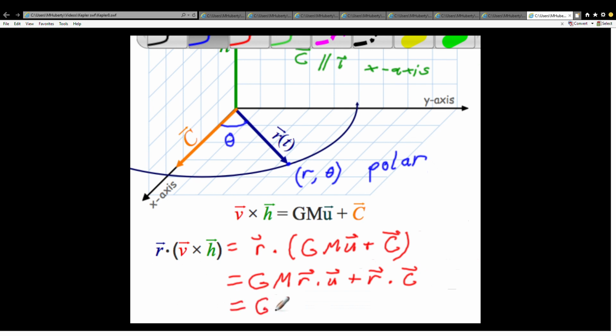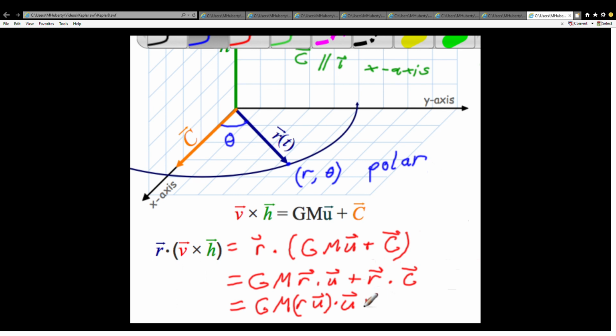And rewrite with some of the other information we have here. We know r, the r position vector, is just the magnitude of r, little r, times the unit vector. So that's this r value dotted with u. You might see where we're going with that one.